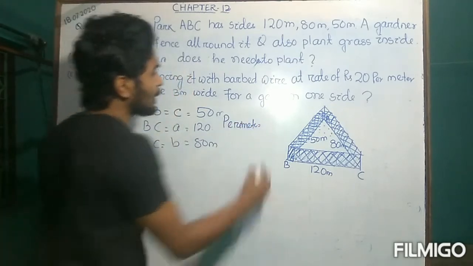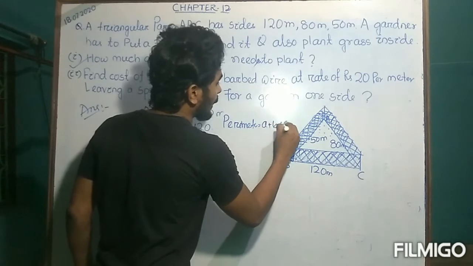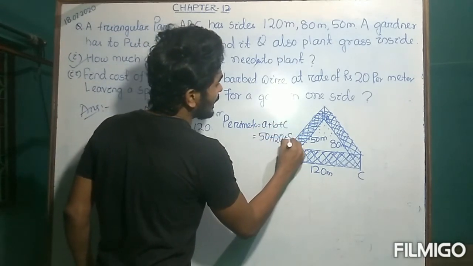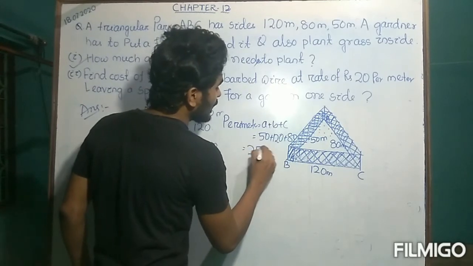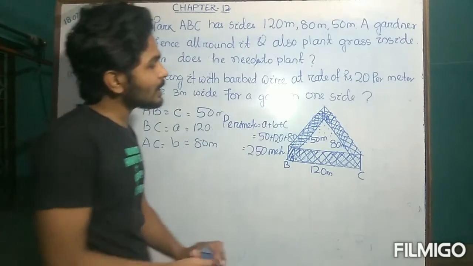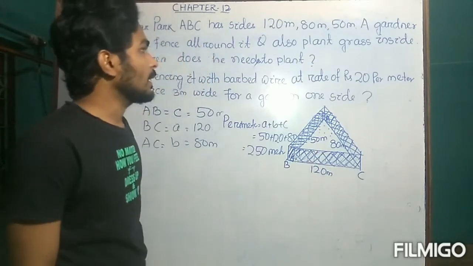Perimeter formula is a plus b plus c. Okay, so 50 plus 120 plus 80, that is 250 meter. This is the perimeter of the garden and where he has to fence this garden.